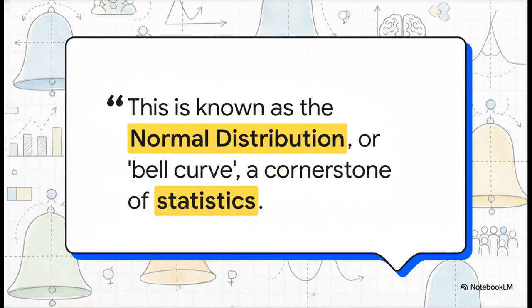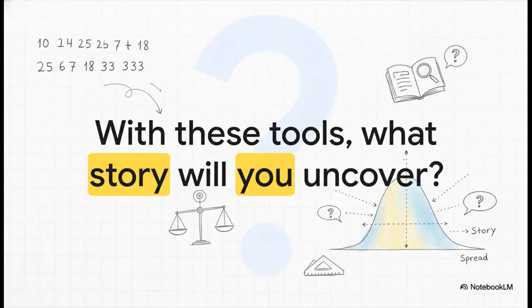And this beautiful symmetrical pattern has a name. It's the normal distribution, but you probably know it as the bell curve. And because it's so predictable, it's the key that unlocks probability for researchers. It's basically the bridge that lets us go from just describing our little sample of data to making powerful predictions about the entire world.